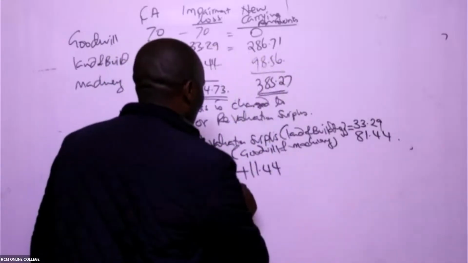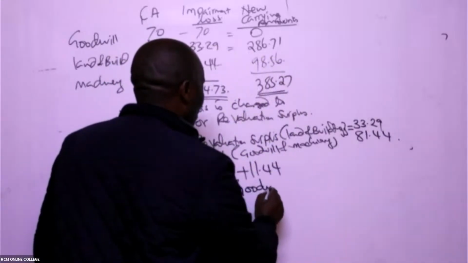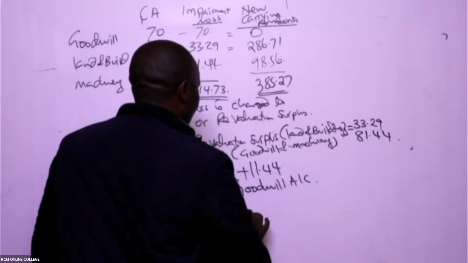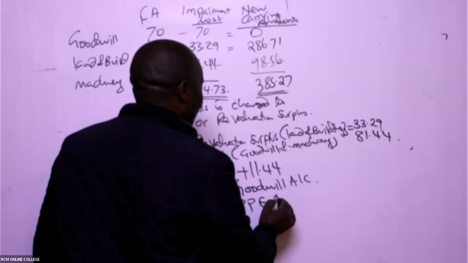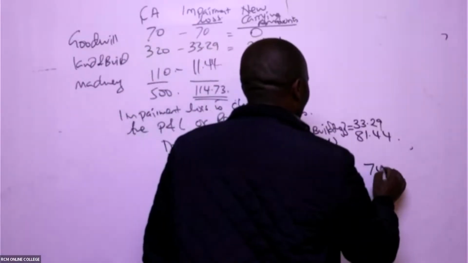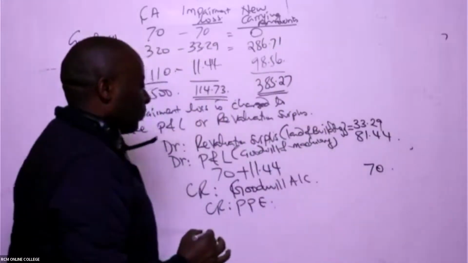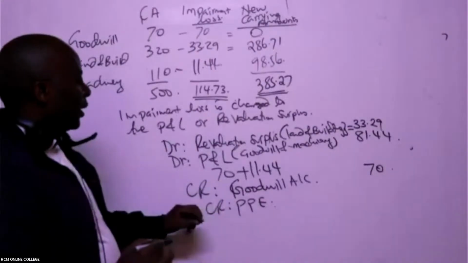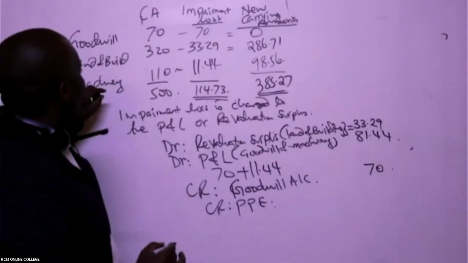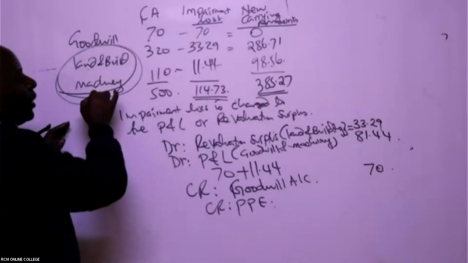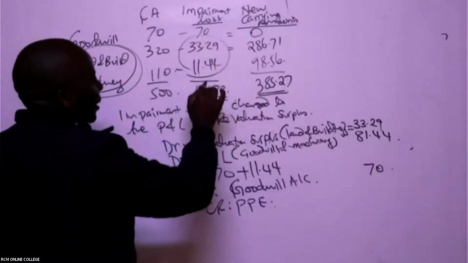In this case there are two assets. So we credit the goodwill account, and then we credit our PPE. So we credit goodwill, of course extinguishing the whole of it with 70. And then the property, plant and equipment. You can see the impairment losses are here.